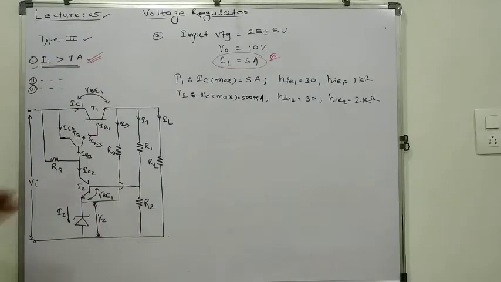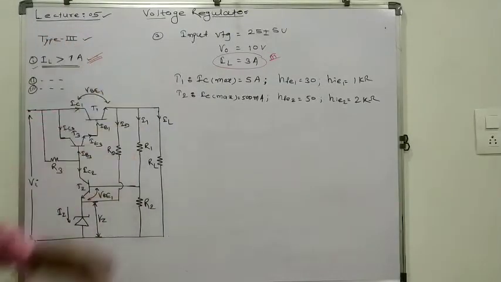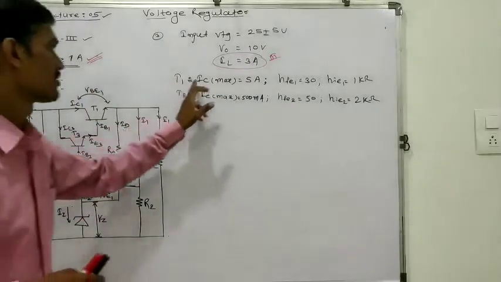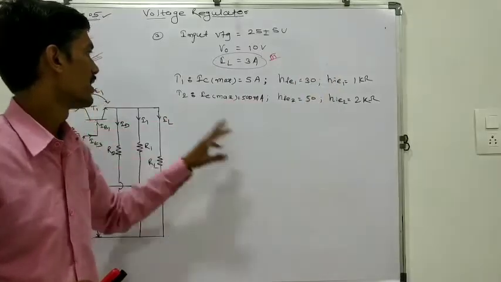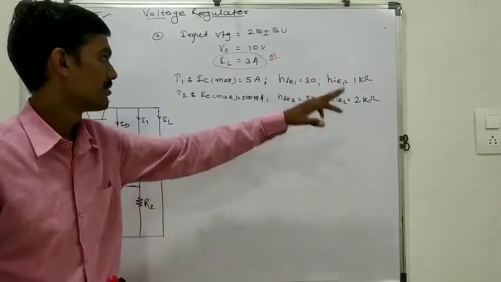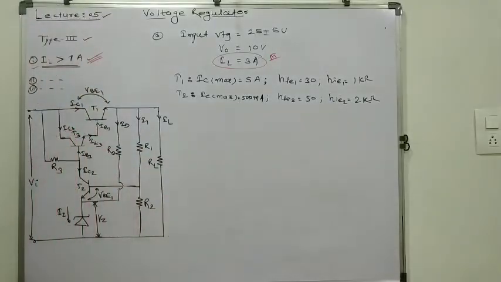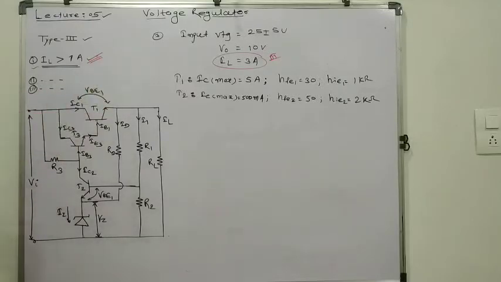It is assumed that we have to select transistors T1 and T2 with this specification: for transistor T1, IC max is 5 ampere, HFE is 30, HIE is 1K. For transistor T2, IC max is 500 milliampere, HFE2 is 50 and HIE is 2 kilo ohm. That is the given specification of the transistors we are having. So this is the problem statement.